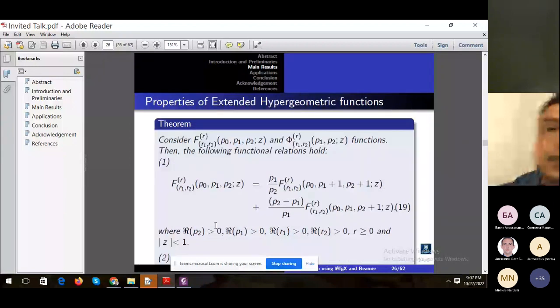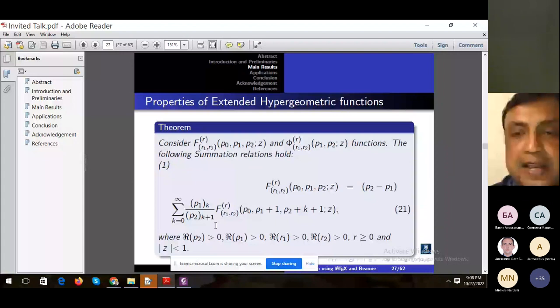So now we have discussed some of the properties of the extended hypergeometric function. The first theorem showcases that, considering the functions F of r, r1, r2 and phi of r, r1, r2, the following functional relations hold. As I told you, functional relations are very important for any kind of new functions. So we have proved the functional relations for the extended hypergeometric function and the confluent hypergeometric function. Equation number 19 represents the functional relation that holds true for the extended Gauss type hypergeometric function, which is convergent for the conditions given below.